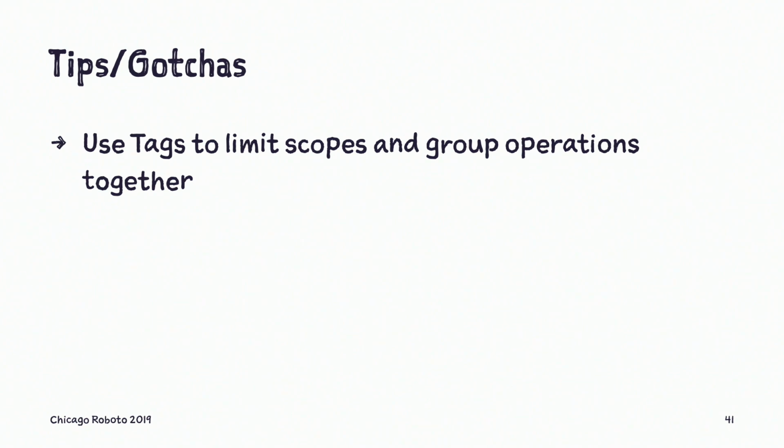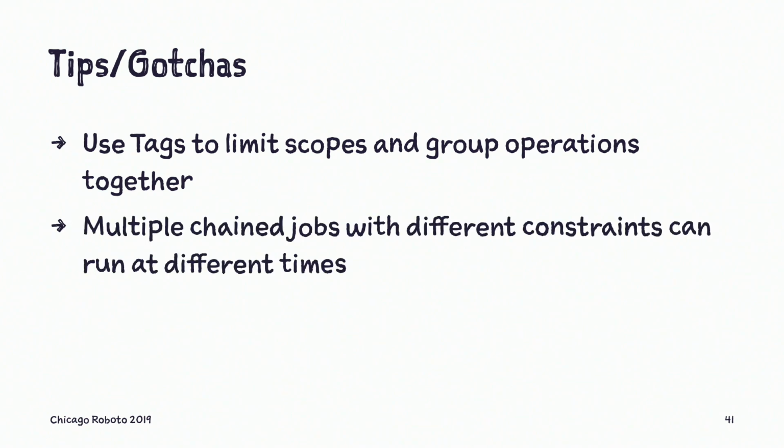So it is always easier to group operations together. Multiple chain jobs will execute at different times. This is something which we didn't think of so nicely when we first went ahead with it. So if you have two works and both of them have different constraints, even though they follow a hierarchical pattern, they could execute days apart as well.